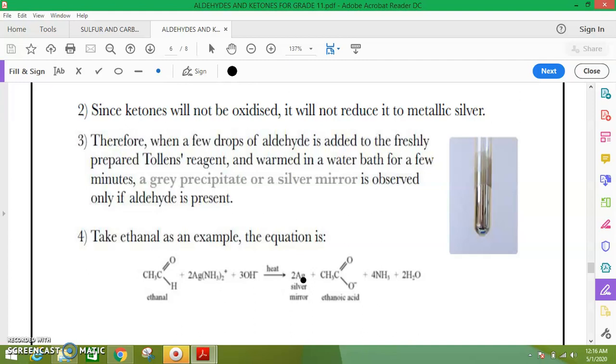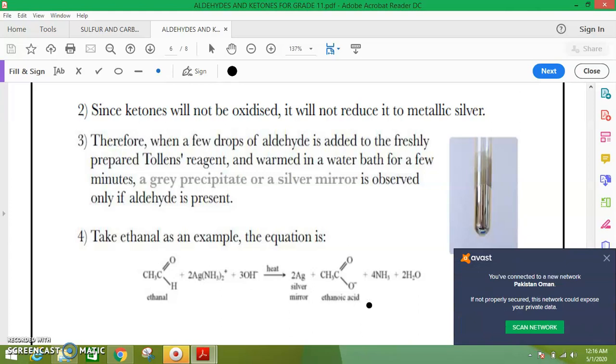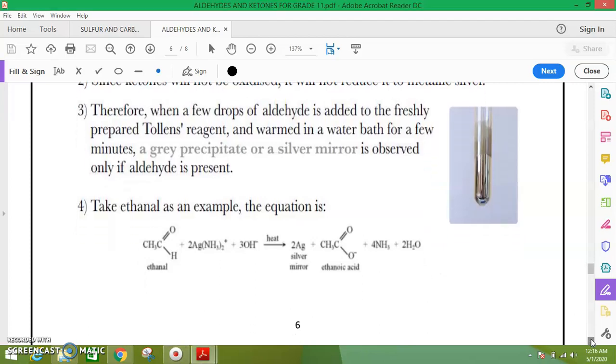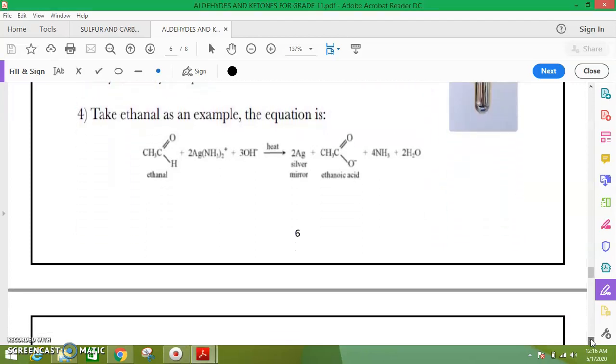When you heat, you will get silver. When you use freshly prepared Tollens reagent, you will get the silver mirror, 2Ag in metallic form, and you can see it here. That's why we call it the silver mirror test. And then you will get ethanoic acid and ammonia plus a water molecule. So Tollens reagent is used to detect the presence of aldehyde.